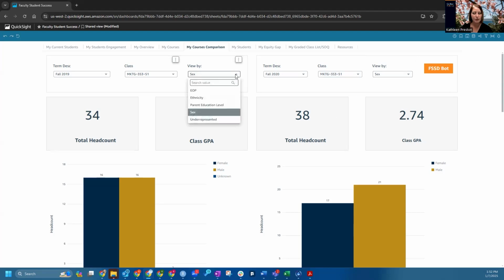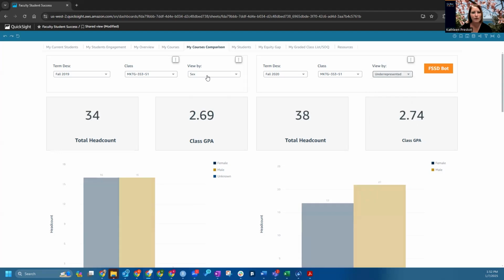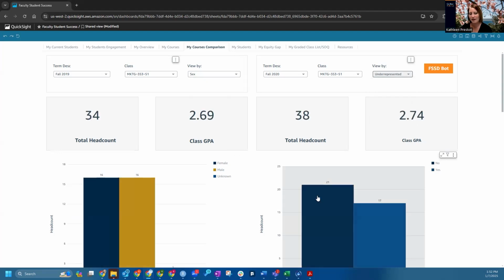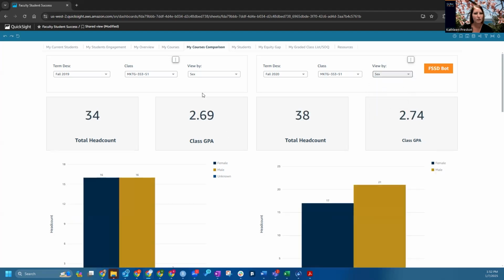One thing we want to do is make sure that when we're viewing by, we select the same category so that we're comparing apples to apples and not apples to oranges. So rather than viewing by sex over here and then looking at underrepresented status over here, we would want to make sure that we're selecting the same information to look at.